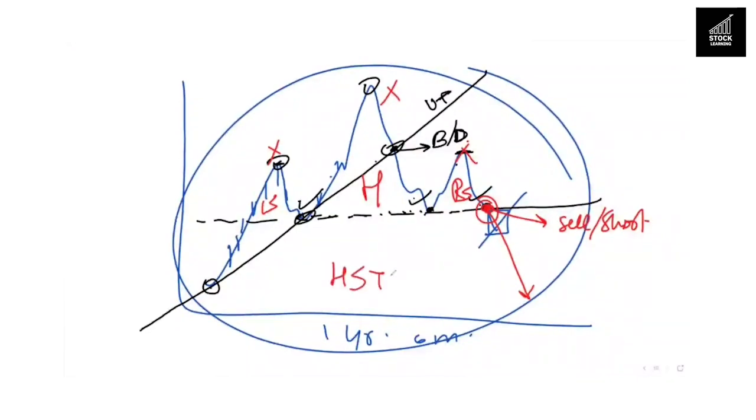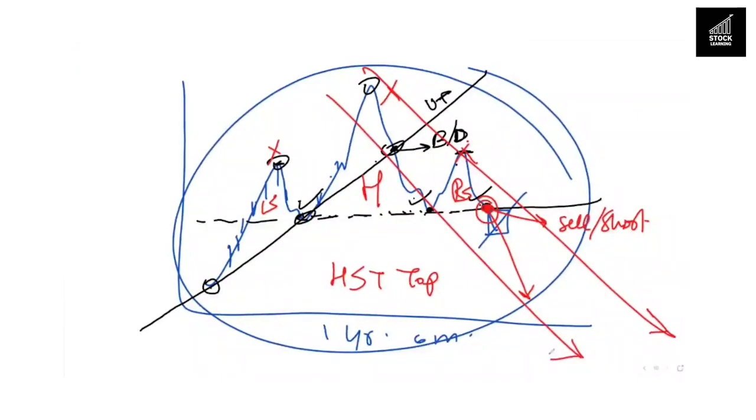This is called head and shoulder top. Top means it's a top reversal. So the uptrend is now going to reverse, and it is going to become a downtrend. If you can see, it's a downtrend which has started. Can you all spot the downtrend now?